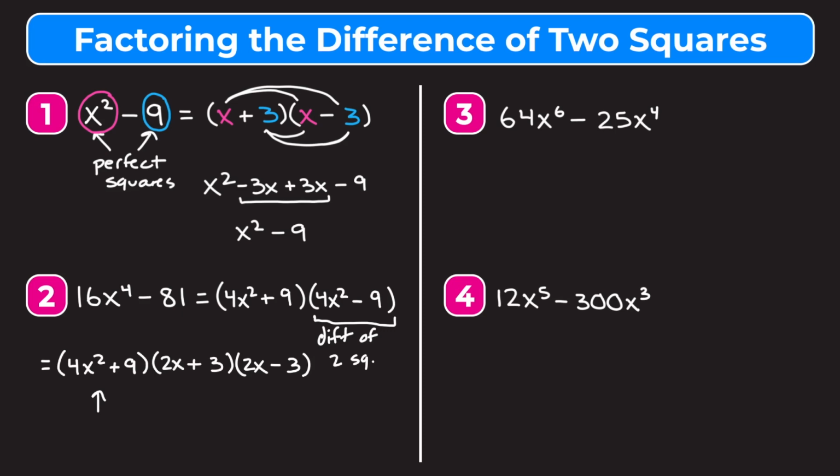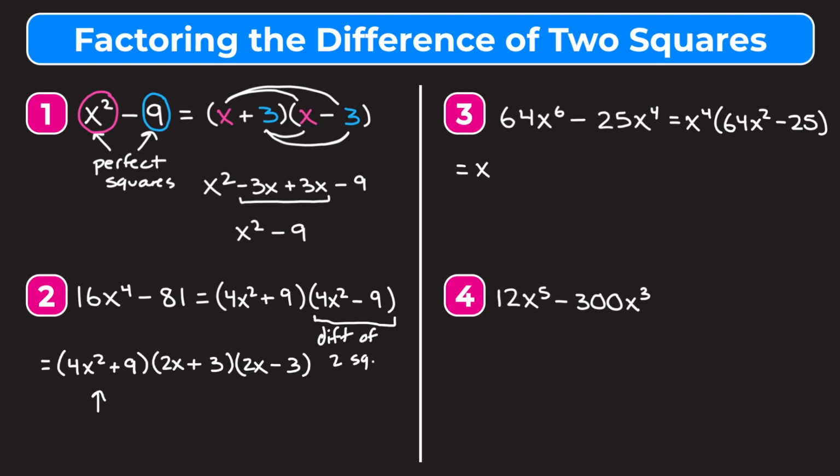Now let's take a look at example 3, which is 64x to the sixth minus 25x to the fourth. What we always want to do when we are factoring is see if we can pull out anything that our terms have in common before we jump into the next steps. You may notice that x to the sixth and x to the fourth both have an x to the fourth in common. So we start by pulling out an x to the fourth. If we do that, we're left with 64x squared minus 25. Now we're going to factor 64x squared minus 25 using the difference of two squares.